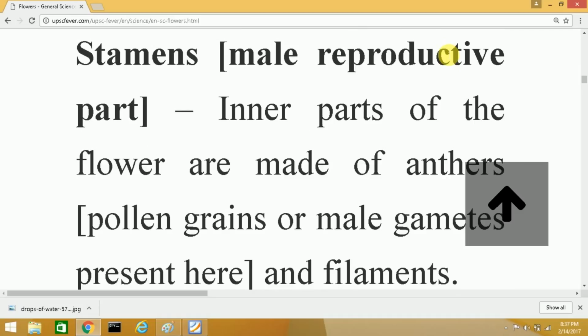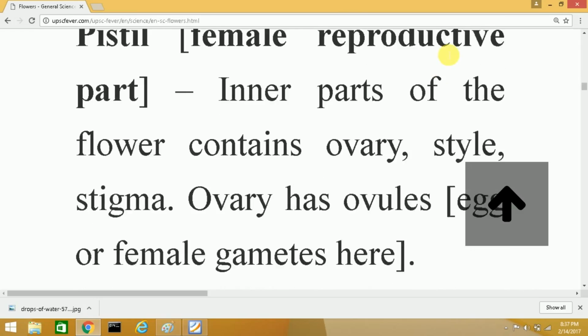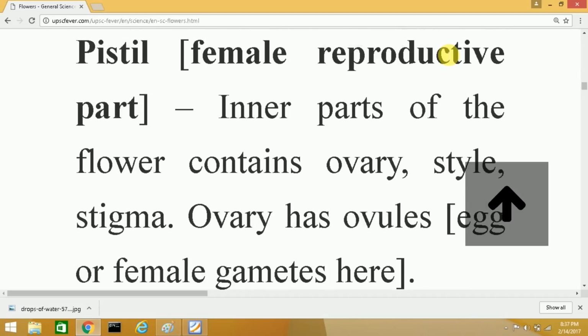Second is the female reproductive part of a flower, which is the pistil. These are also inner parts of the flower and they contain ovary, style and stigma. Inside the ovary, the eggs or the female gametes are present, which are also known as ovules.